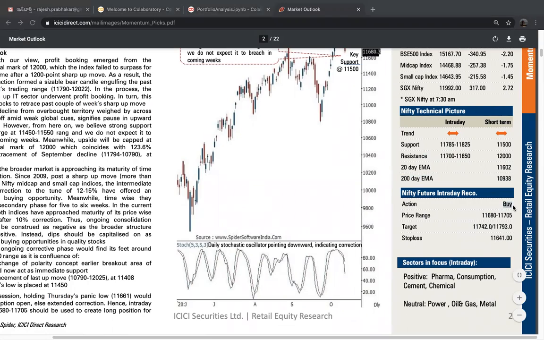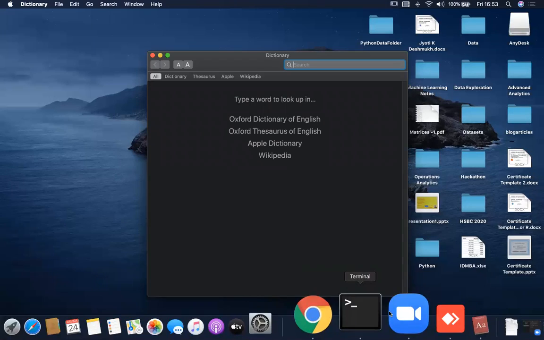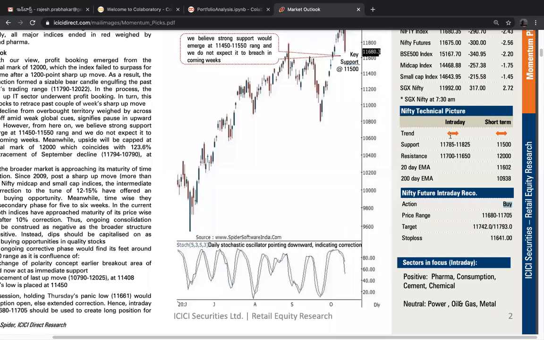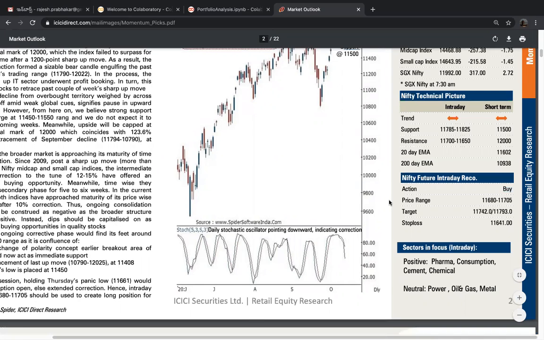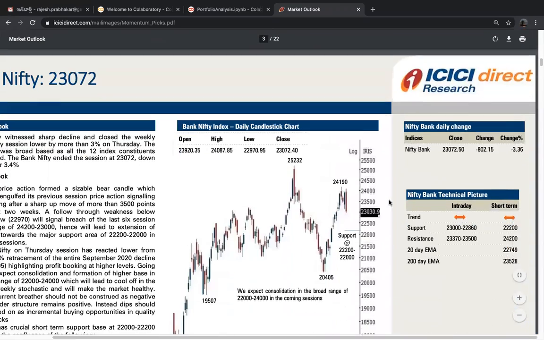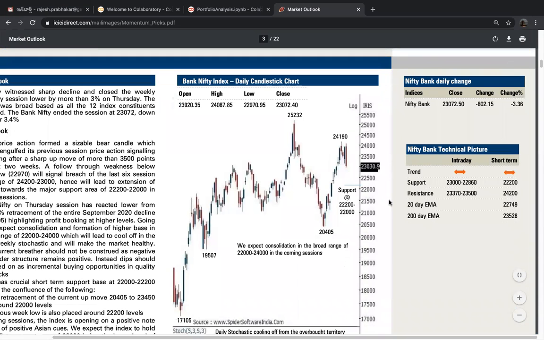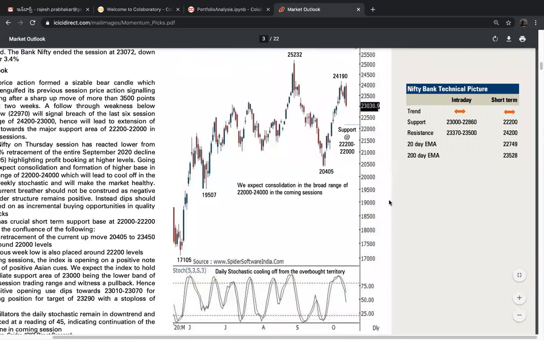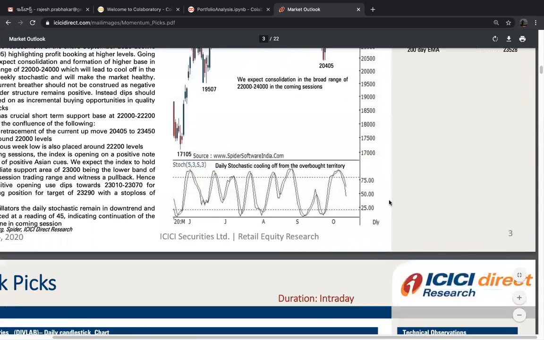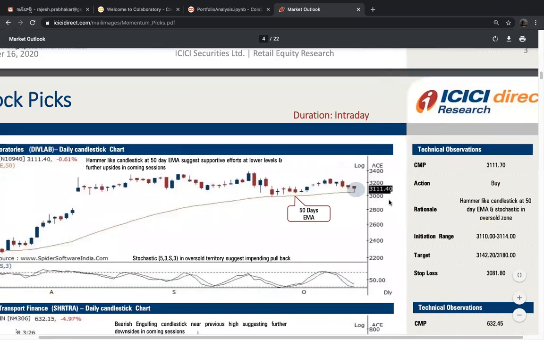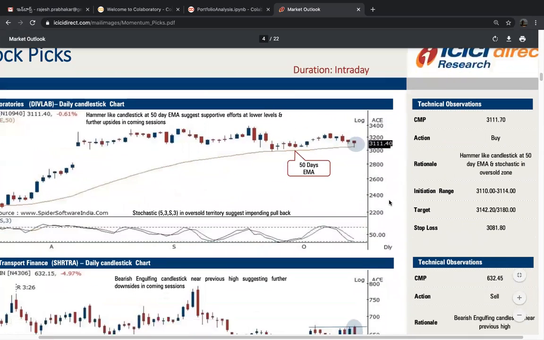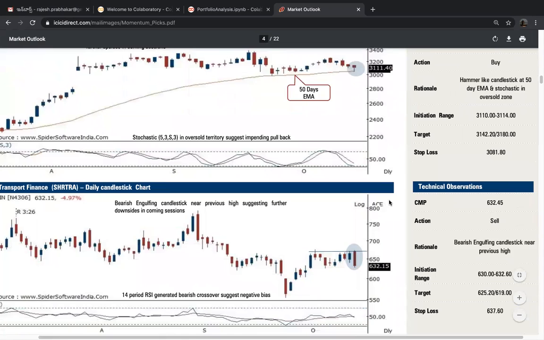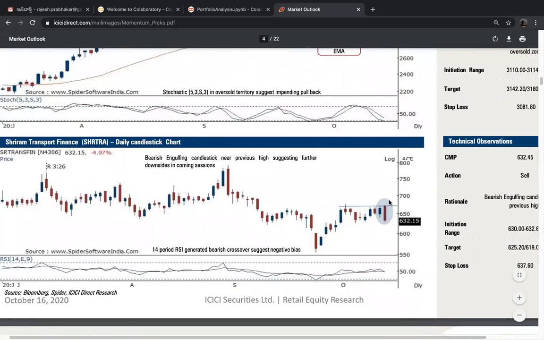Action is buy. So this is purely based on technical indicators. So we believe strong support. It is saying 11,500 is the strong support. Now, here again the ICICI analyst is using stochastic with EMA, 20-day EMA and 200-day EMA. Duration intraday. Again he is using the stochastic indicator. Based on that, he is giving you the bearish engulfing, and then the buy and sell.